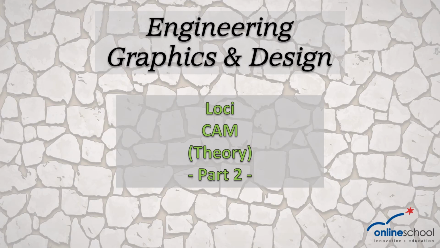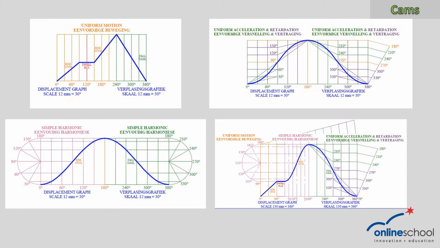This is the second theory lesson on the basics of the low-key cam. Here we are looking at 4 different graphs of displacement for the low-key cam, and these explain 3 different movements of the follower, and the 4th image is just a combination of the 3 different types of movements of the follower.